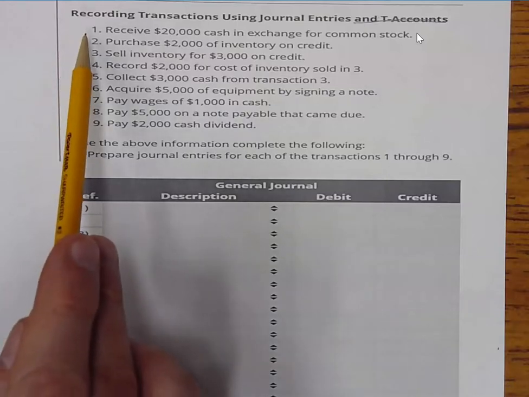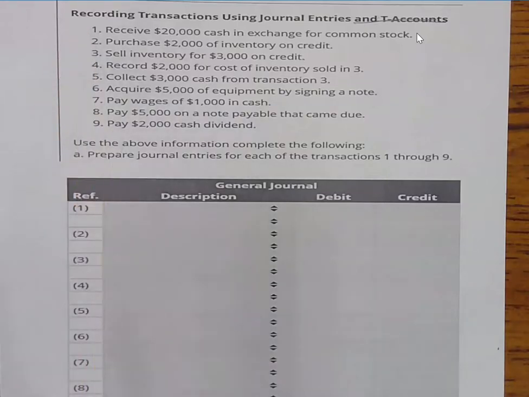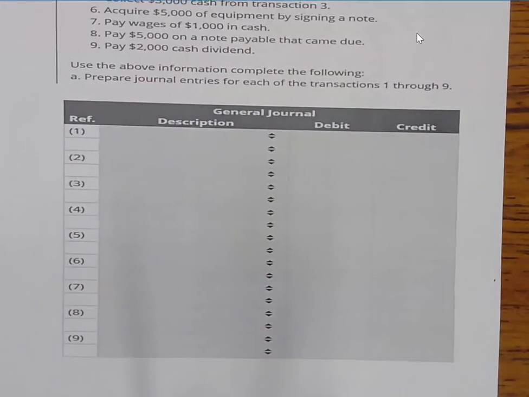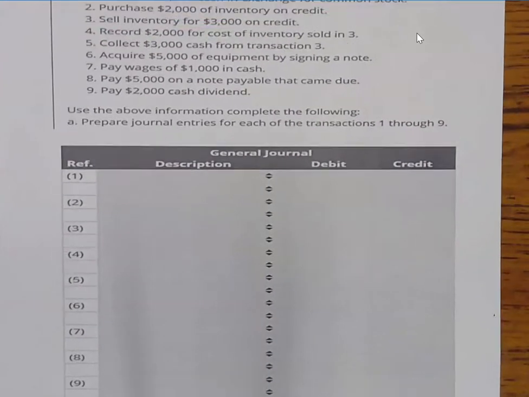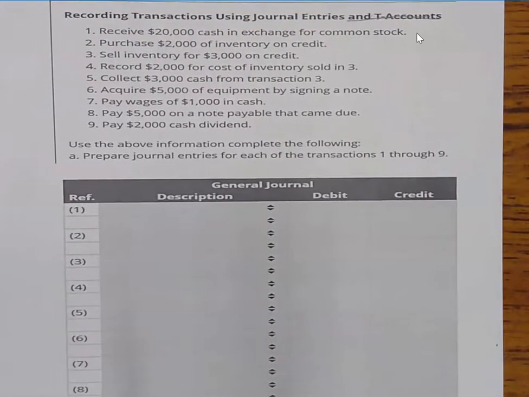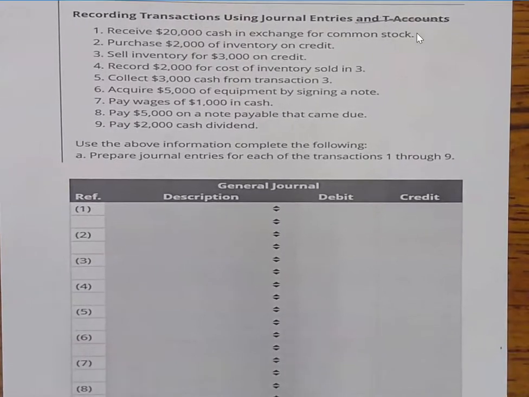So we have a total of 9 journal entries that we're going to do, and our handout here is labeled 1 through 9. We would normally include a date on these journal entries. We do not have dates, so we cannot do that. Number 1 says that we're going to receive cash in exchange for common stock.